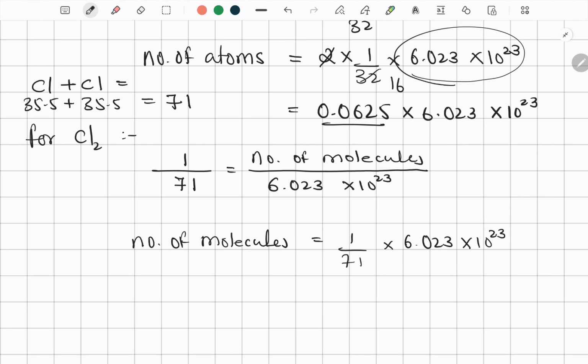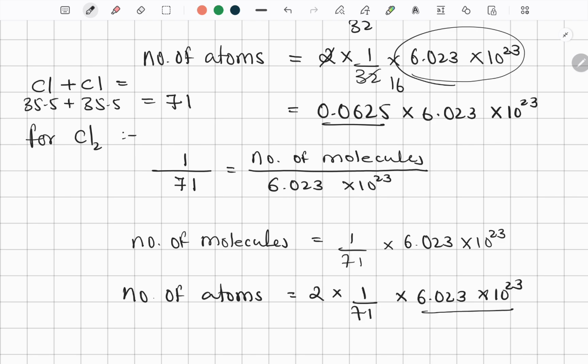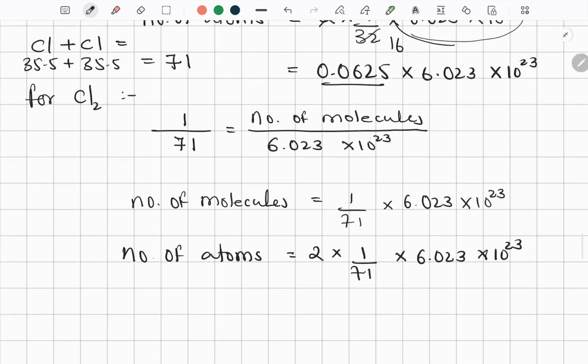Now as I mentioned, one molecule gives you 2 atoms. Therefore whatever number of molecules you get, you just multiply that number by 2 and you will get the number of atoms of chlorine. So the number of atoms of chlorine is equal to 2 into 1 by 71 into 6.023 into 10 raised to 23. As I mentioned, always leave the Avogadro number aside and try to solve this fraction. When you solve this fraction, you get the answer 0.0281 into 6.023 into 10 raised to 23.